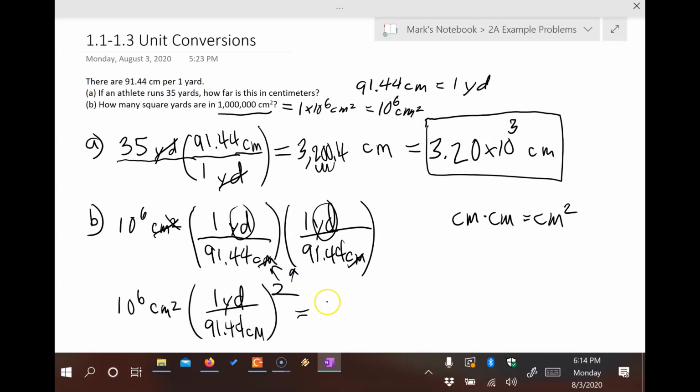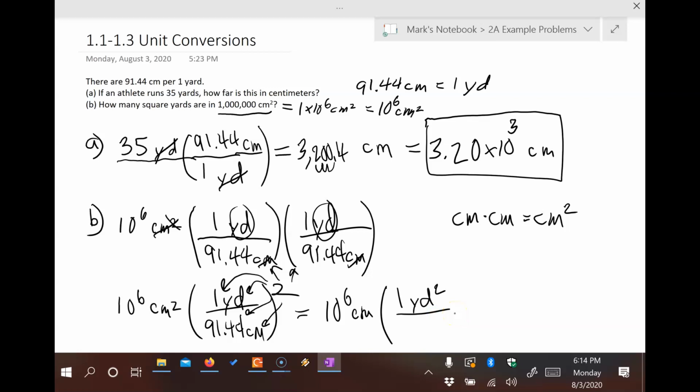What does that mean? Well, I've got 10 to the 6th centimeters squared. And now I need to apply that square to all the terms in that quotient, right? So I've got to square the 1, I've got to square the yards, I've got to square the 91.44, I've got to square the centimeters. When I do that, this is just your algebra rules for exponents. So I'm going to get 1 yard squared, because of course 1 squared is just 1.